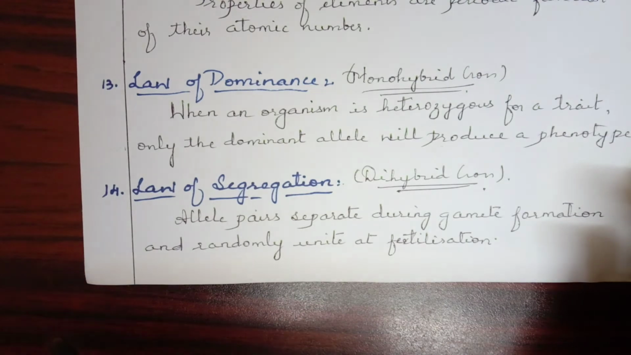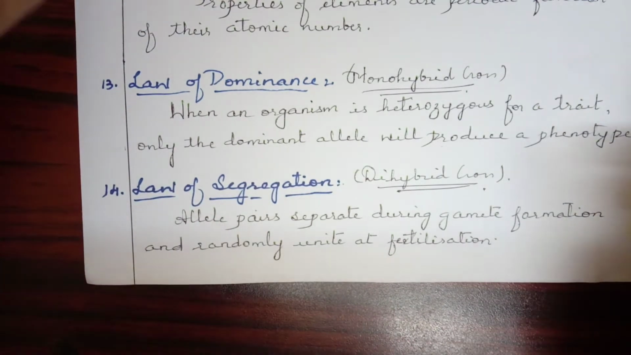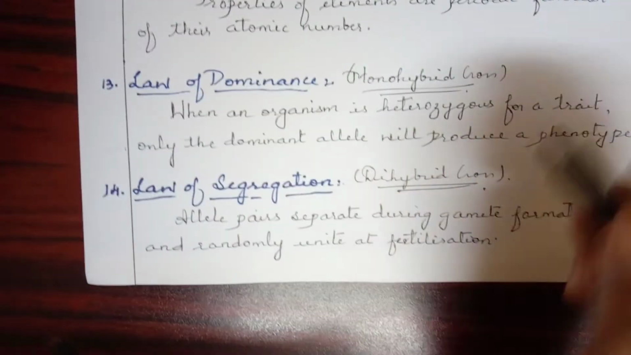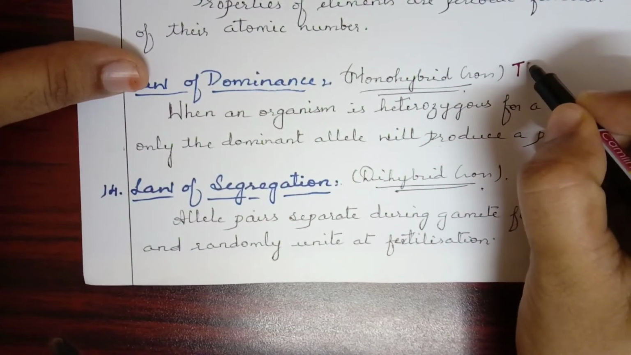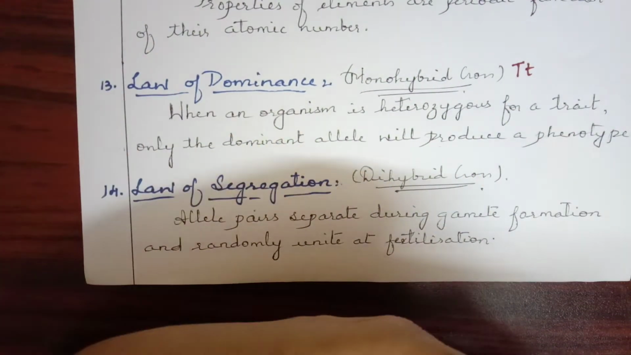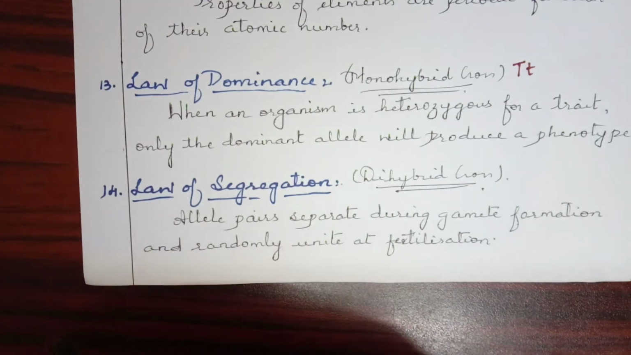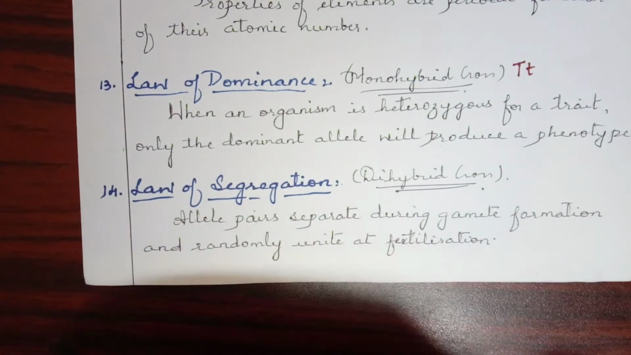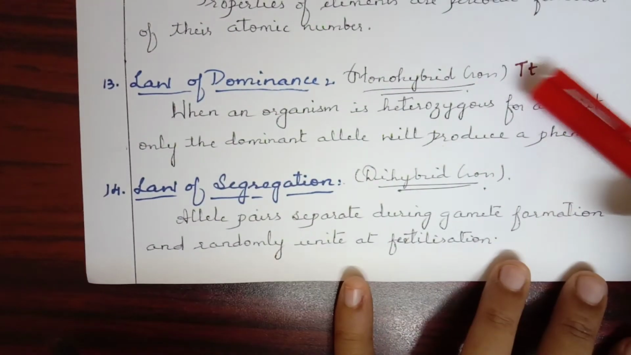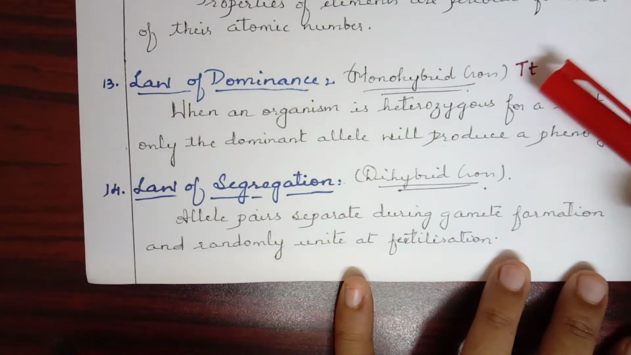So when an organism is heterozygous for a trait. Heterozygous means, for example, in your checkerboard for the monohybrid cross, you have got a capital as well as a small letter. This is heterozygous. When you have got both capital letters or both small letters, they are known as homozygous. That means you have got similar kinds of alleles together. So in this case, they are not similar, so they are different, heterozygous. In this case, what happens?